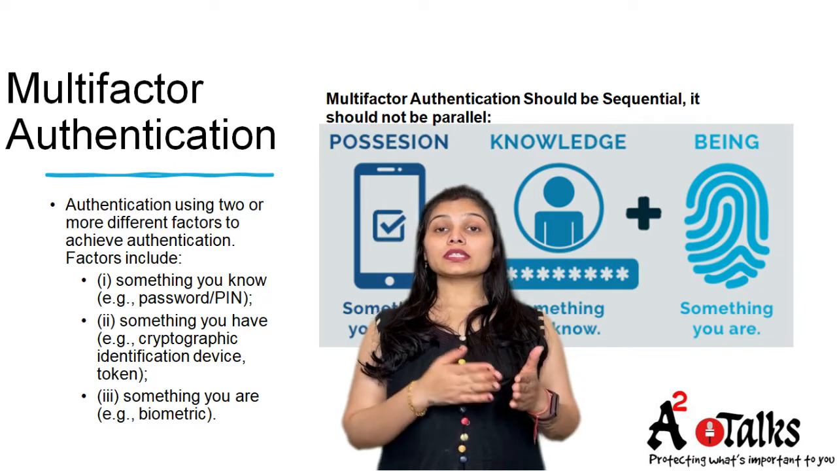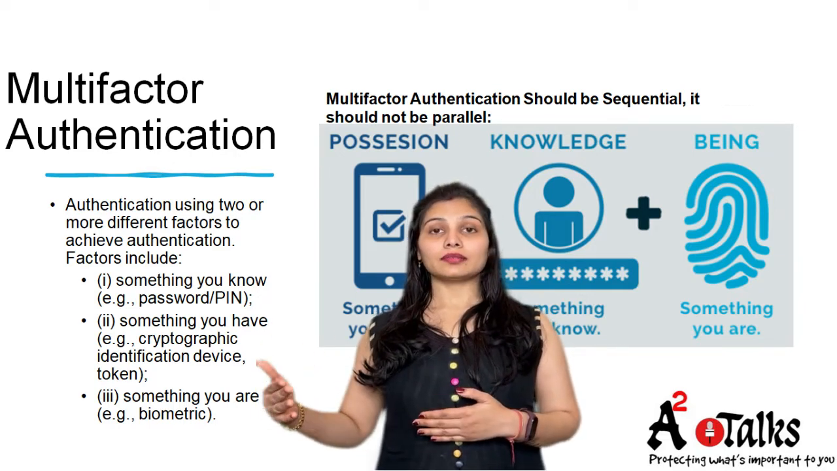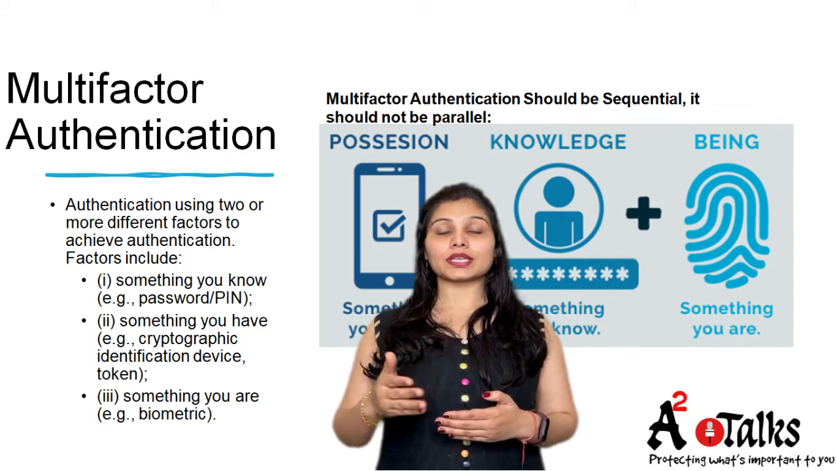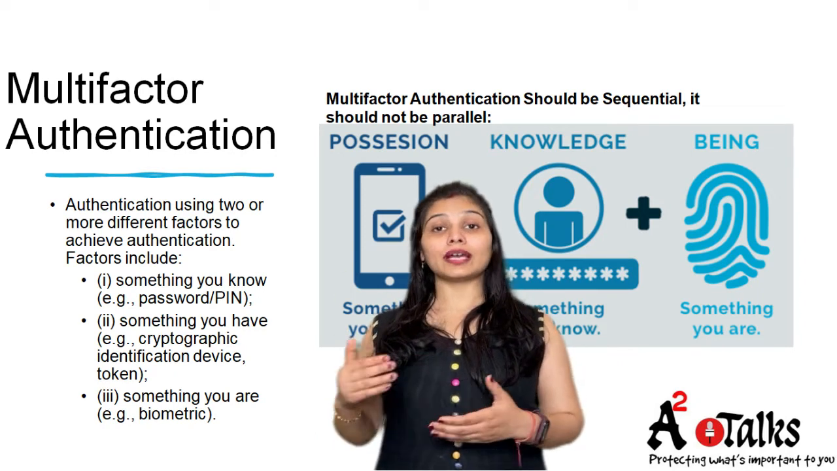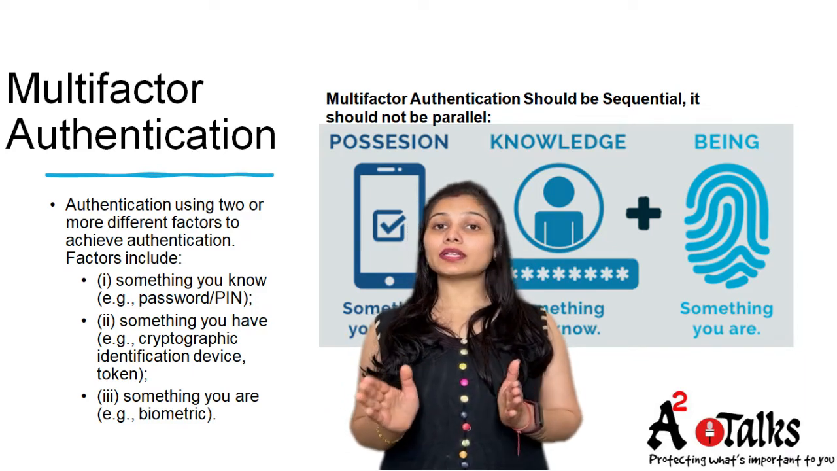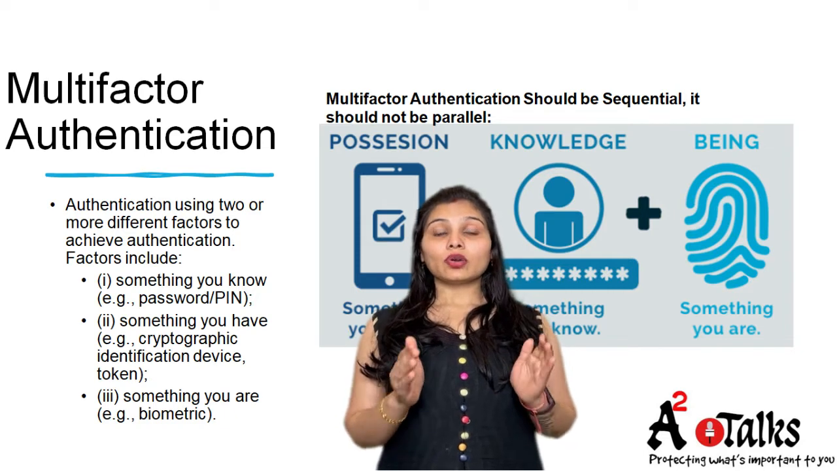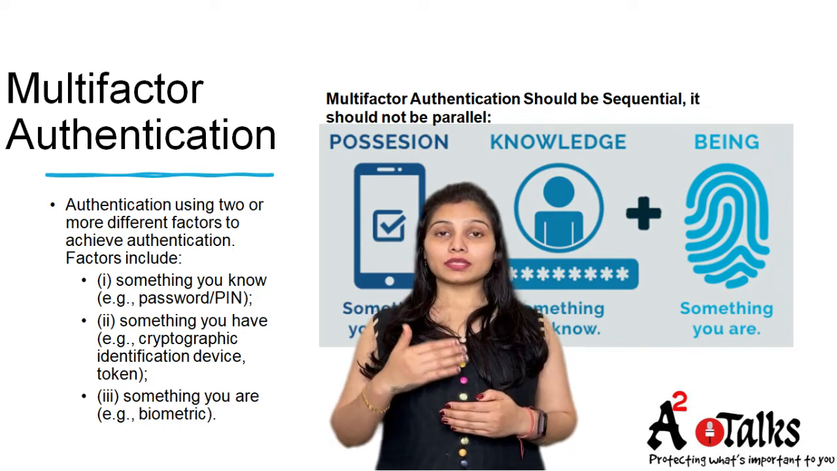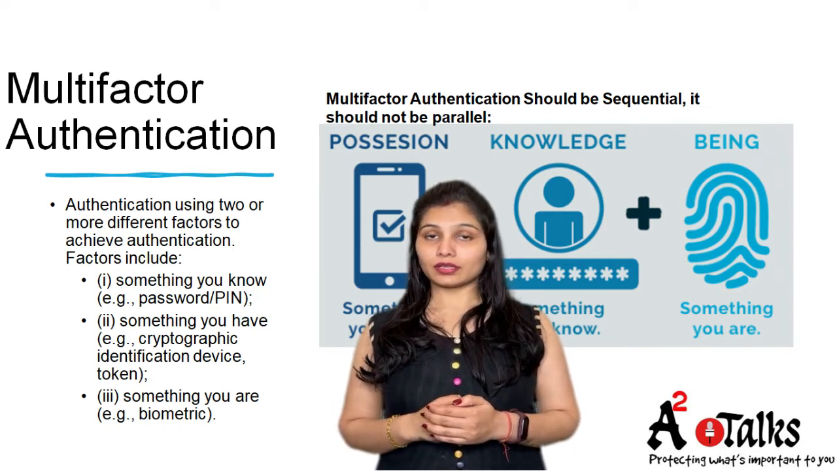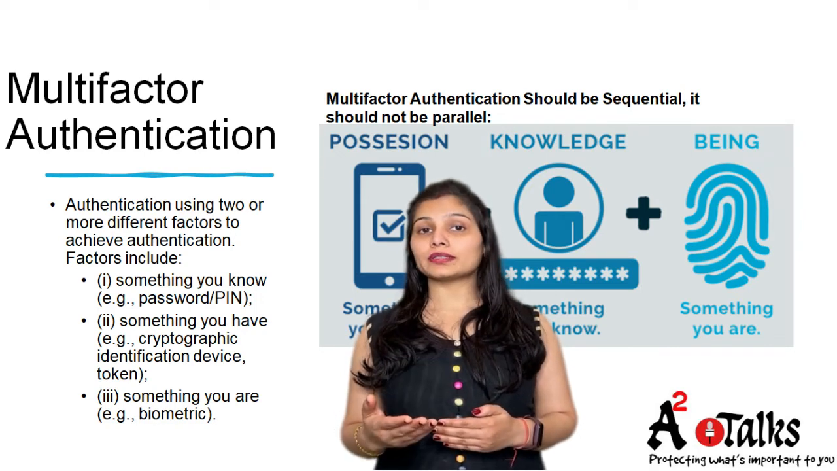Suppose these are not in sequence, but parallel. Either you can go through the security check, or go by the airline, or go through immigration. Then this is not multi-factor authentication. You have to put all the factors in sequence. Suppose your first factor is compromised, then the second factor should not be compromised.